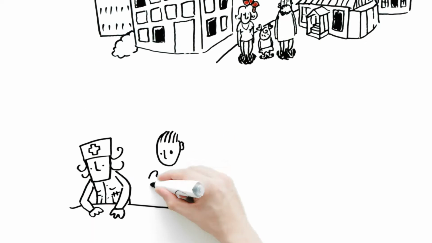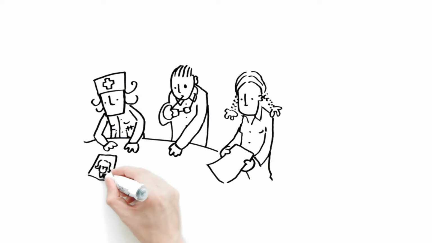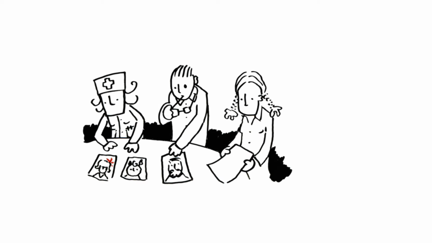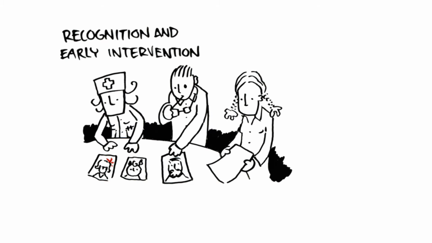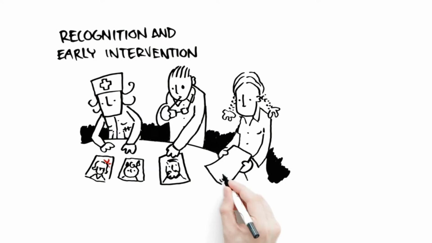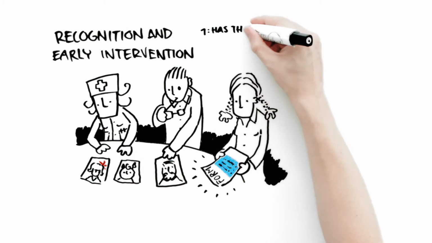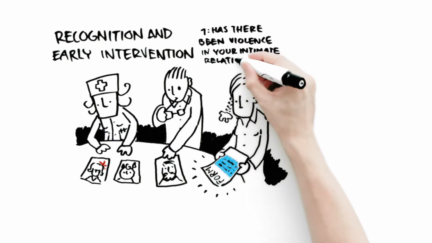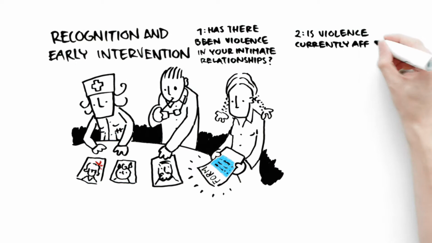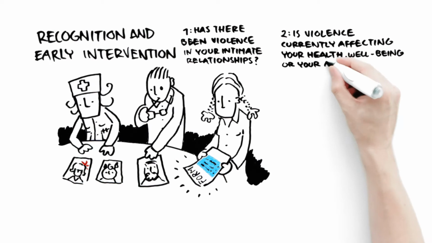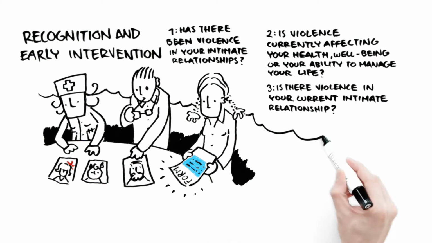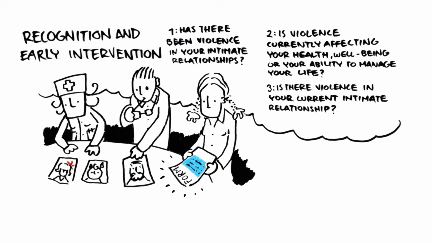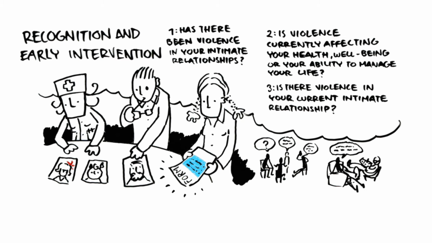Almost daily, people who work in social and healthcare services meet women, men, and children who have experienced domestic violence. For that reason, it's important to make asking about it routine. In order to facilitate this, a form has been developed to help inquire into the occurrence of violence in the respondents' intimate relationships. If violence is currently affecting the client's health, well-being, or ability to manage their life, or if there is violence in their current intimate relationship, the situation will be mapped in more detail. The mapping is then used as a basis to decide which services will be offered to the client.